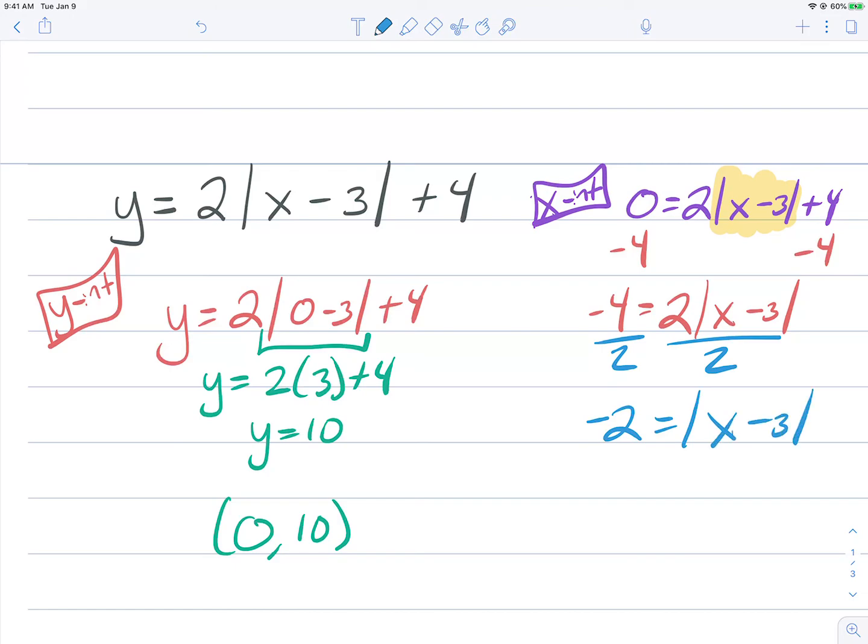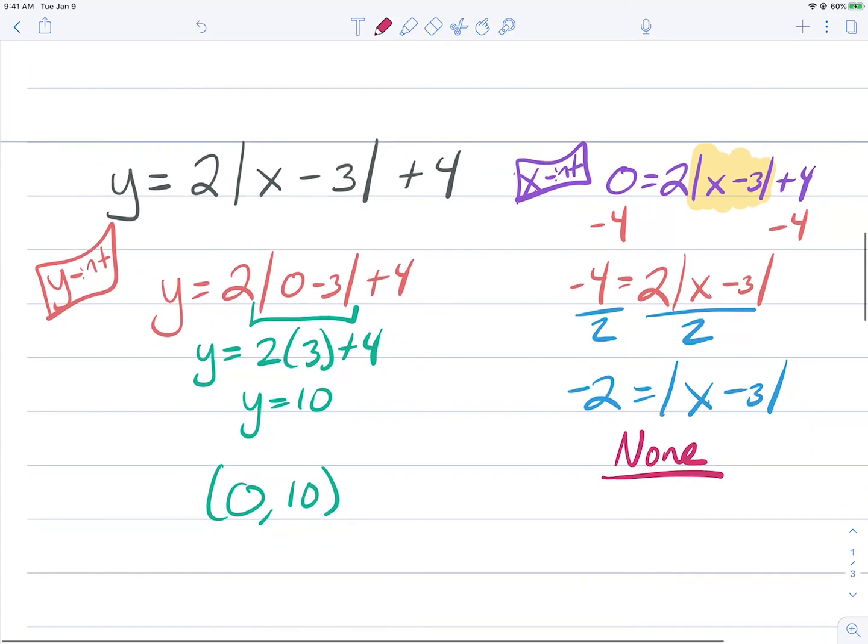And an absolute value can't equal negative 2, which means there's no answer for this, which means it does not cross the x-axis. So you will come across an absolute value or two, possibly, that might not cross the x-axis. So for this particular equation, there's only a y-intercept.